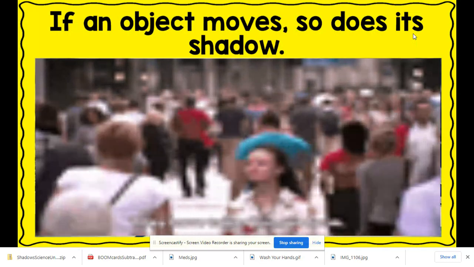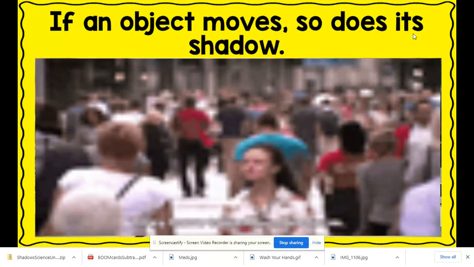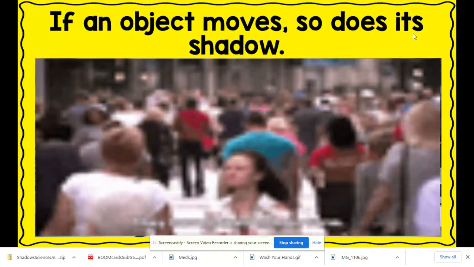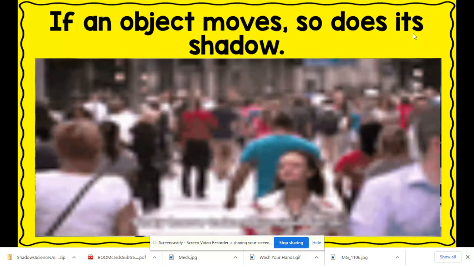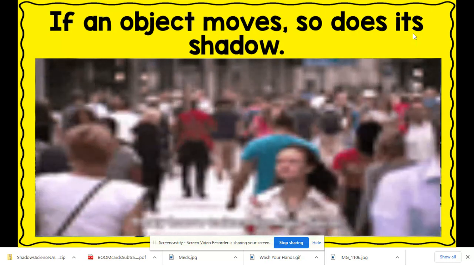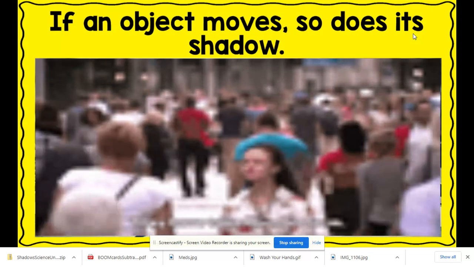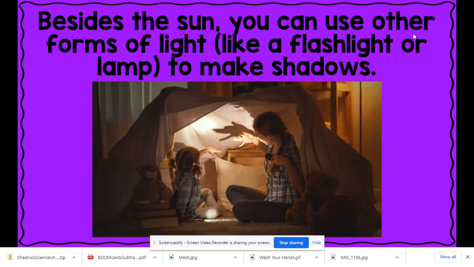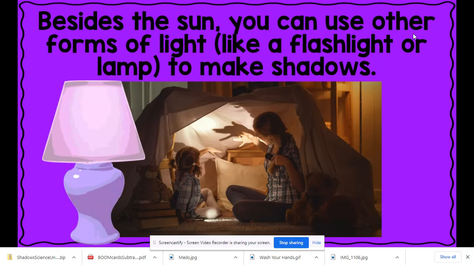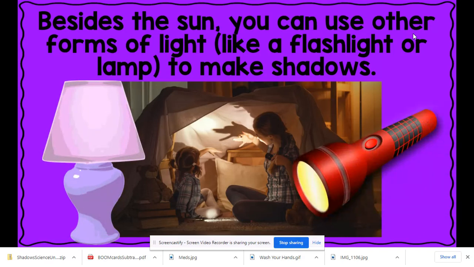If an object moves, so does its shadow. And remember the previous example of the little girl, who, as she was moving, her shadow was moving also. Besides the sun, you can use other forms of light, like a flashlight or a lamp. You can use these objects to make shadows.